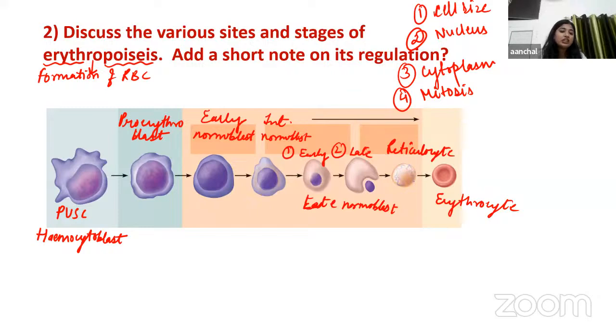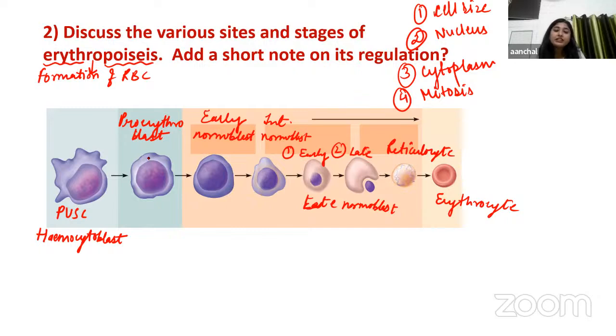So the first stage is known as hemocytoblast, or another name is PUSC. PUSC stands for pluripotent uncommitted stem cell, right? Why is this known as uncommitted stem cell? Because this is the mother cell, and this stage is not committed to become any one particular cell, right? Because all the cells, whether it is WBC, platelets, granulocytes, agranulocytes, T cells, B cells, NK cells, all the cells are derived from this pluripotent uncommitted stem cell, right?